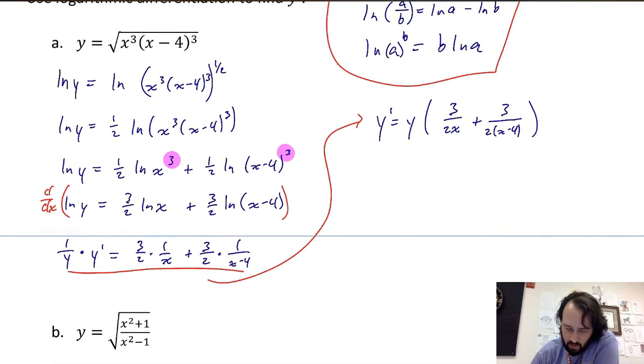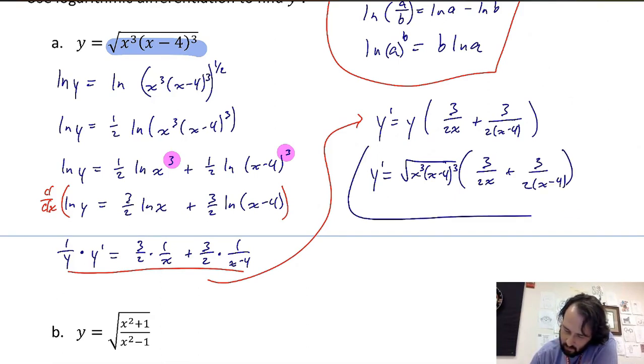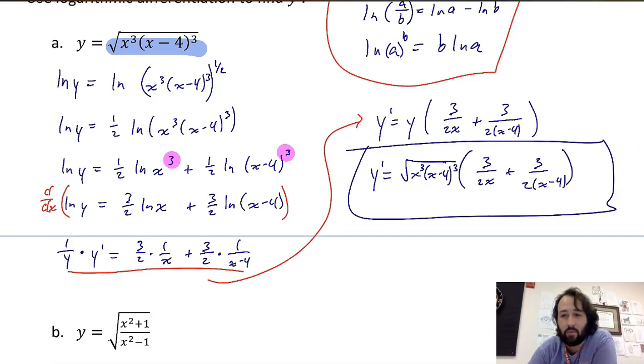Well, what was y? y was my original function. So I have y prime is the square root of x cubed times x minus 4 cubed times all of this junk on the inside. So 3 over 2x plus 3 over 2 times x minus 4. And that is it. That would be my derivative.